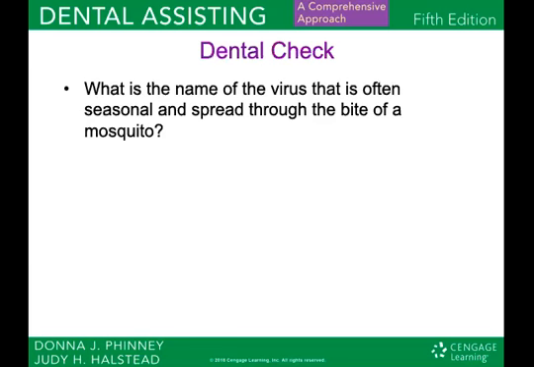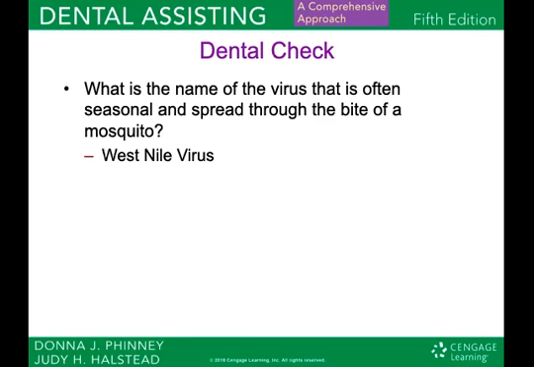Quick check. What is the name of a virus that is often seasonal and spread through the bite of a mosquito? If you guessed West Nile virus, you're correct. So, good job. Moving on.